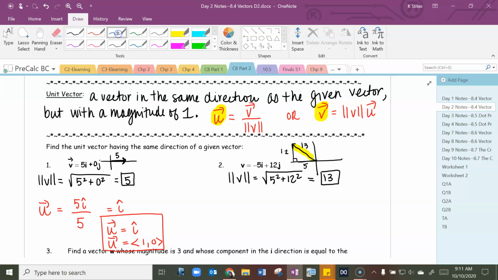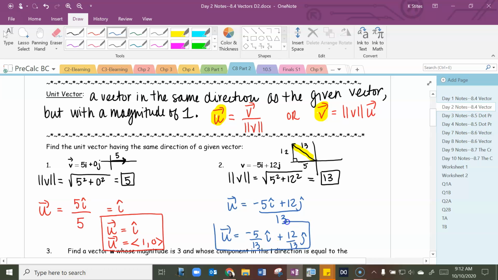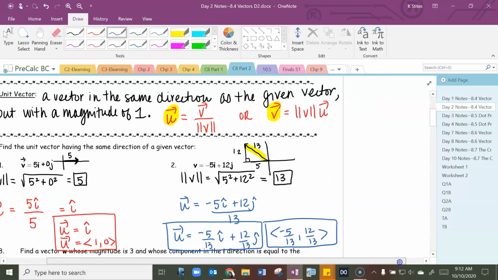So to find the unit vector, we just take our original vector, which shows us the direction that it's going, and we divide it by its magnitude. And that will give us this: negative 5/13 i plus 12/13 j, or you could write this like this: <-5/13, 12/13>. Either is fine.